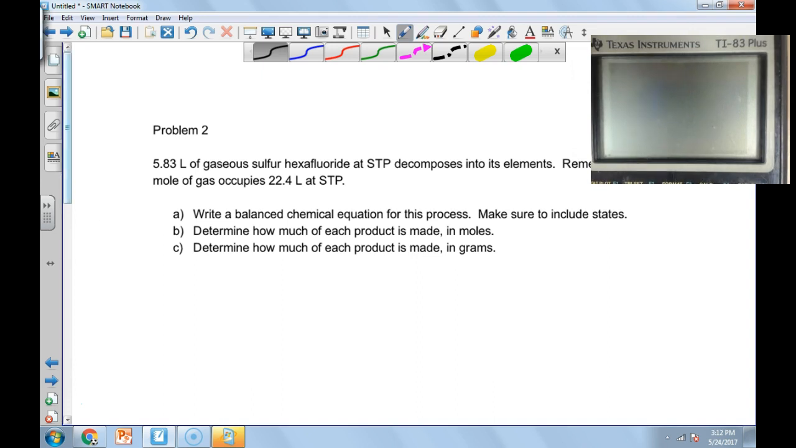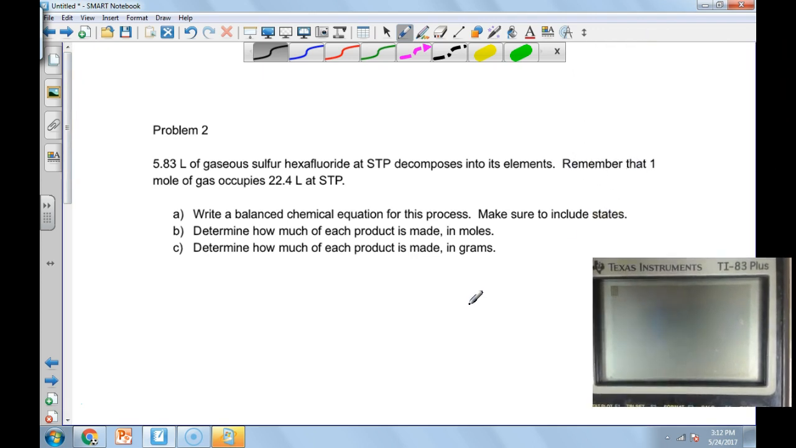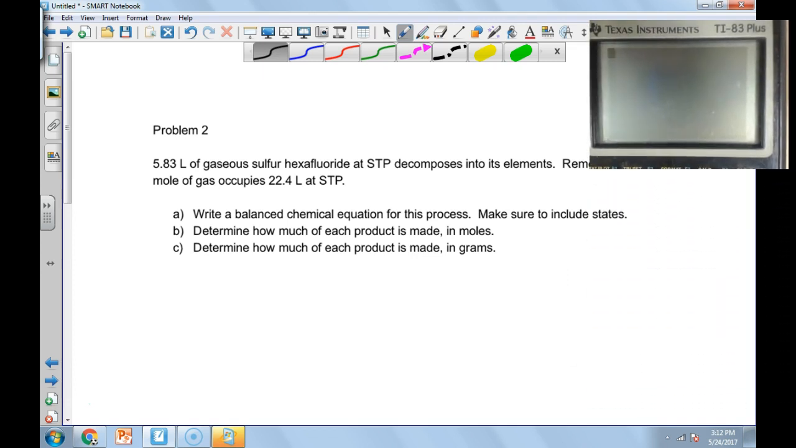Okay, so just so you can see what I wrote here, it just says, remember that 1 mole of gas occupies 22.4 liters at STP. So I'm going to put the calculator up a little higher, and now we get to go. Okay, so it says write a balanced chemical equation for this process. Make sure we include states.